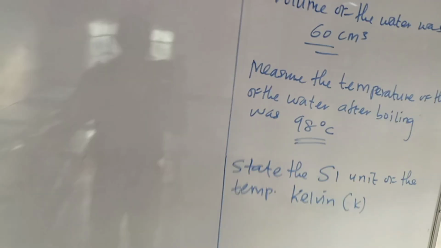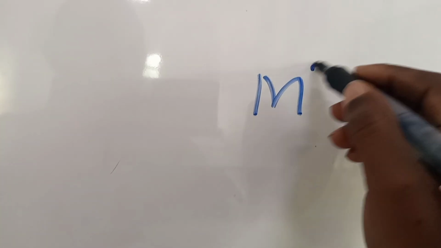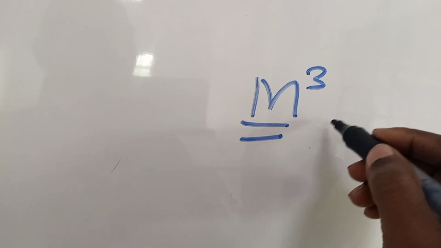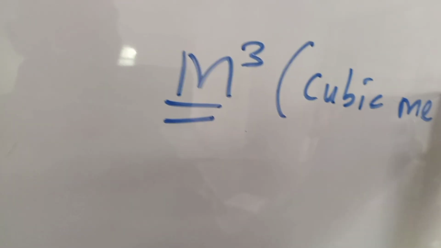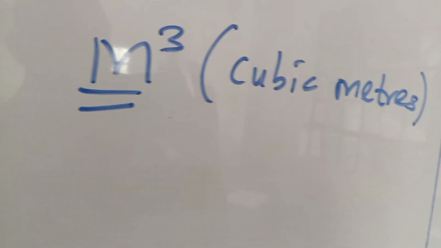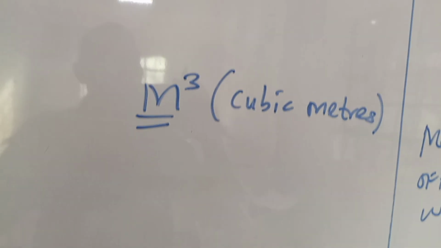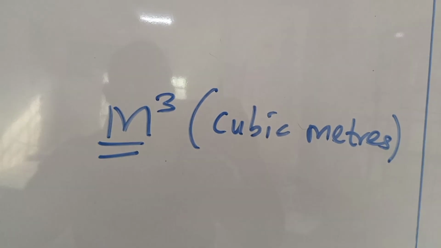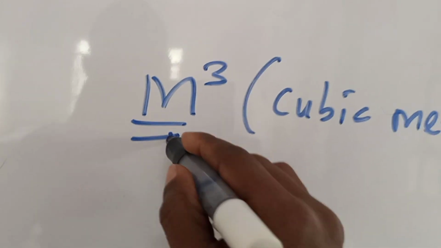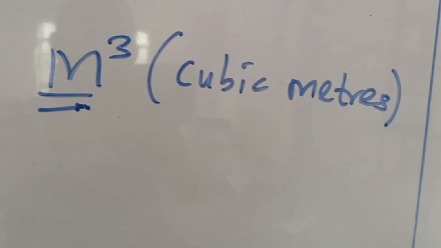State the SI unit of volume. The SI unit of volume is cubic meters. This is the symbol, we call it cubic meters. This is the SI unit of volume. The SI unit of volume is cubic meters, that is m cubed in symbols.